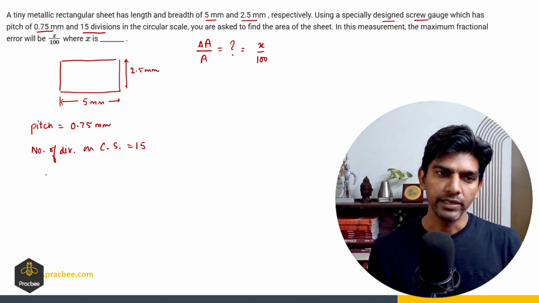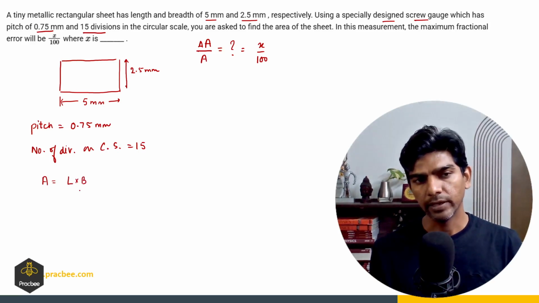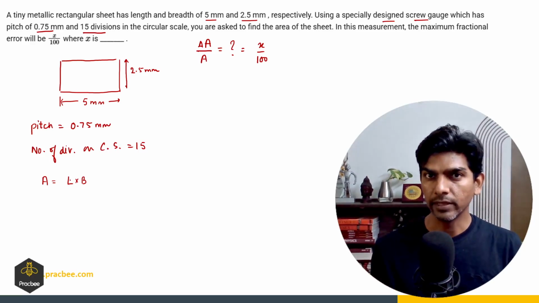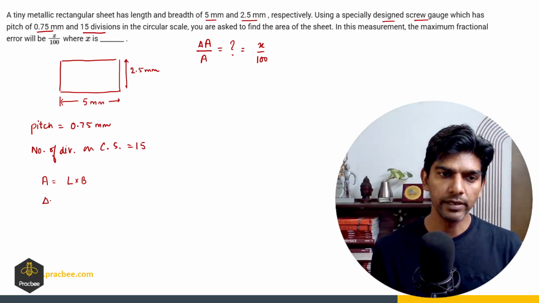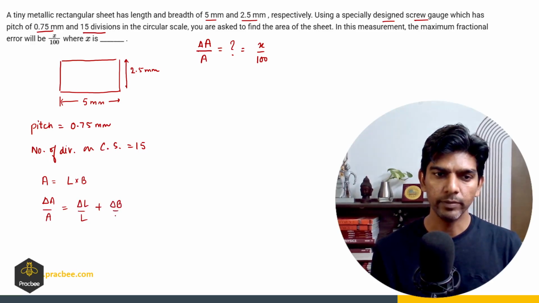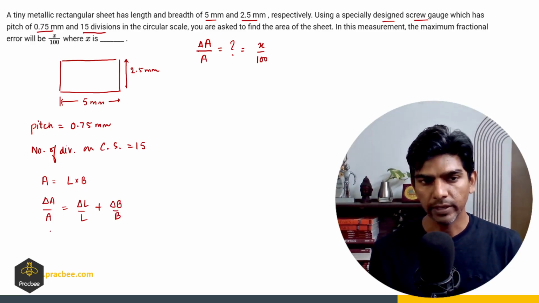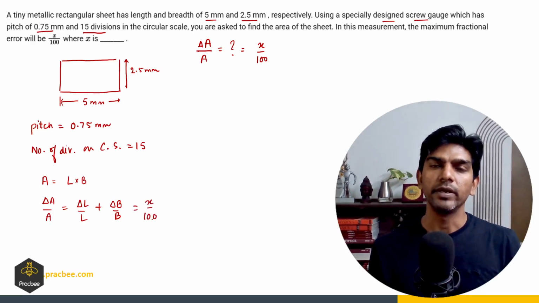We know the area formula: area is length into breadth. Again, we have a formula with a product of two quantities, so you can take the log and then differentiate. We will get delta A by A is equal to delta L by L plus delta B by B. And we have to find the fractional error, so basically we have to find delta A by A, which is given as x by 100.